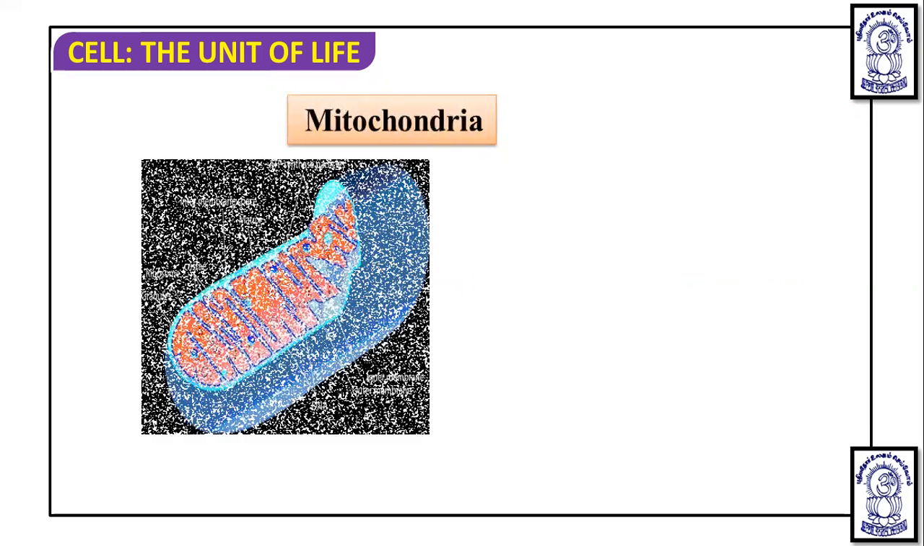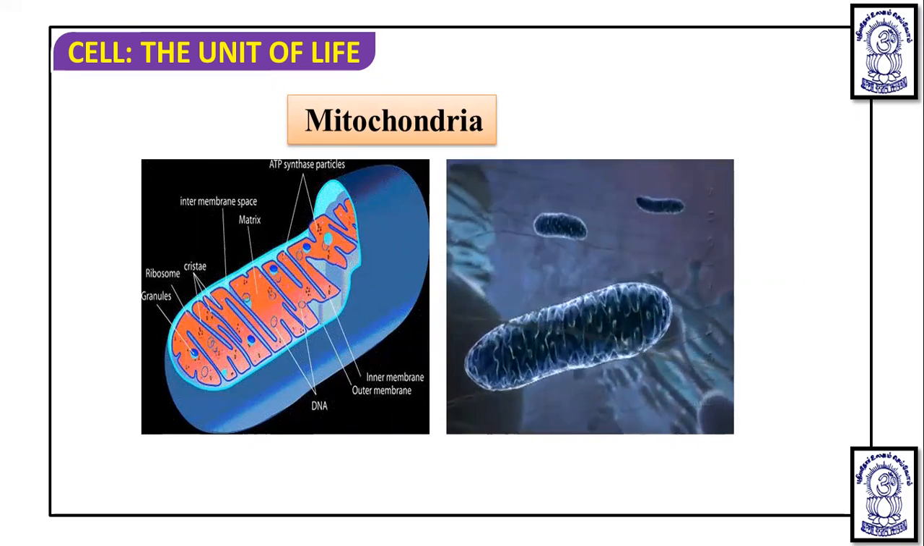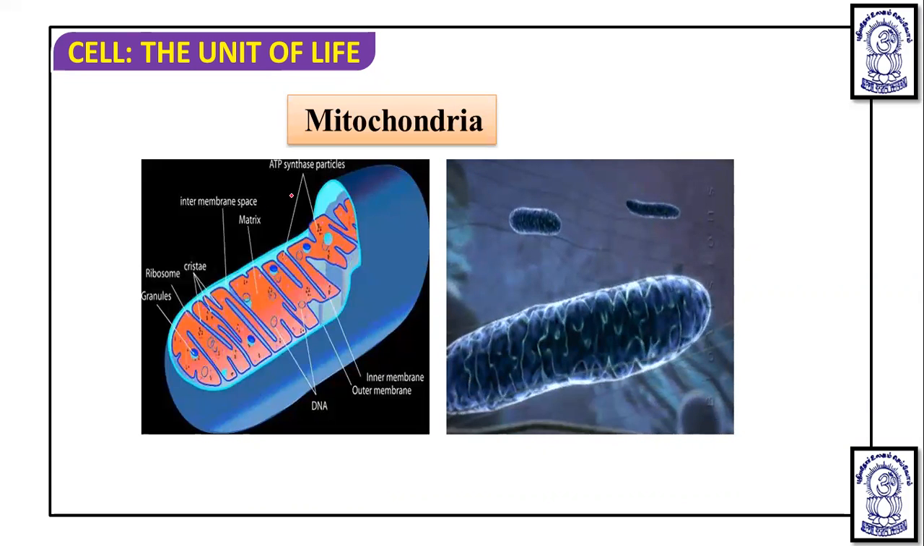If we talk about mitochondria, the structure looks somewhat like this. This is the mitochondria. In the mitochondria, you will see an inner membrane, this blue color inner membrane you can see. Then there is an outer membrane. The outer membrane is this one, and this is the inner membrane.